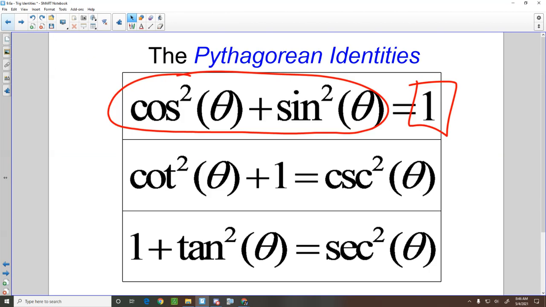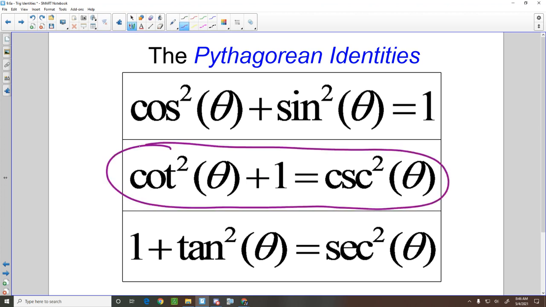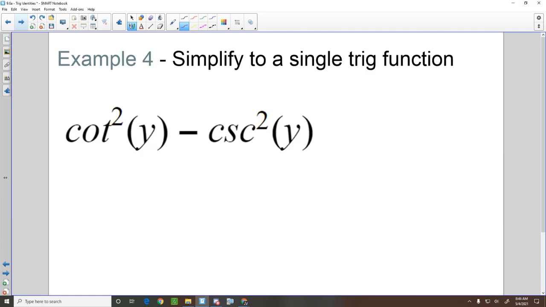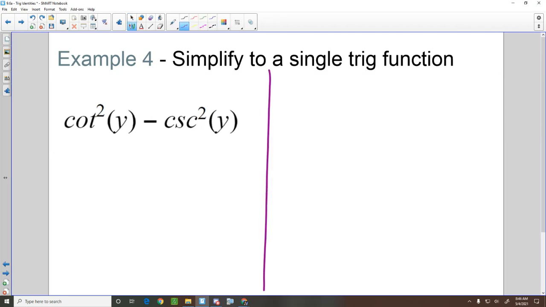So first, let's look at our Pythagorean identities. And there's one of them that does have a cosecant squared and a cotangent squared. So that's the one that we're going to be using. I see this right here. Cotangent squared plus 1 equals cosecant squared.